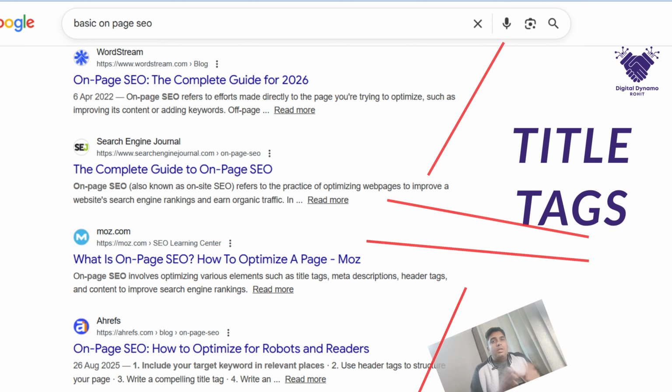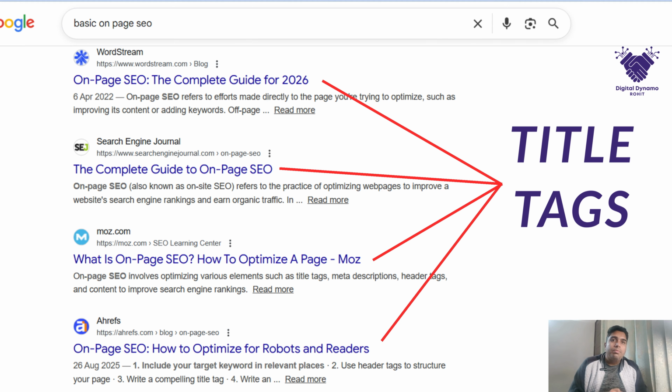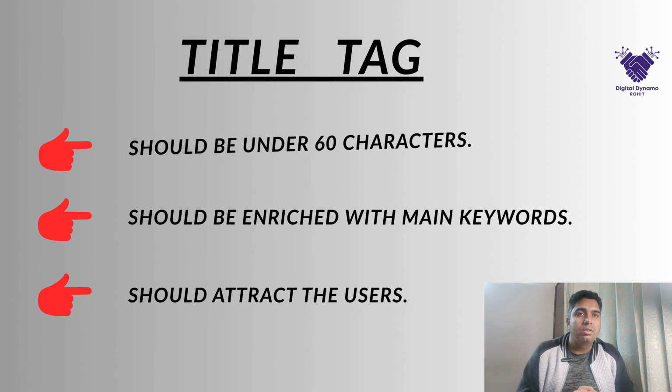After keyword research, I will discuss with you a total of 9 components which are required to be checked during on-page SEO. The first one is keyword research, and the second one is the SEO title tag. Title tag is the most important SEO factor. It should be under 60 characters. It should be enriched with main keywords, and it should attract the users.